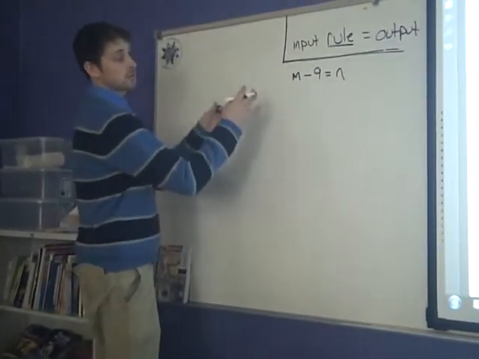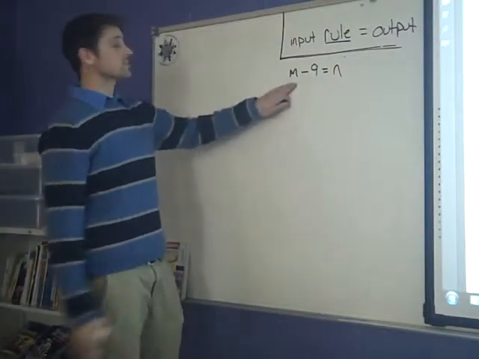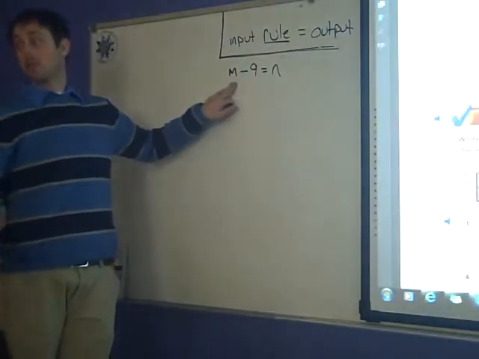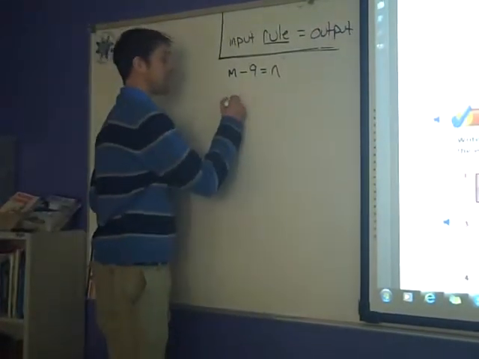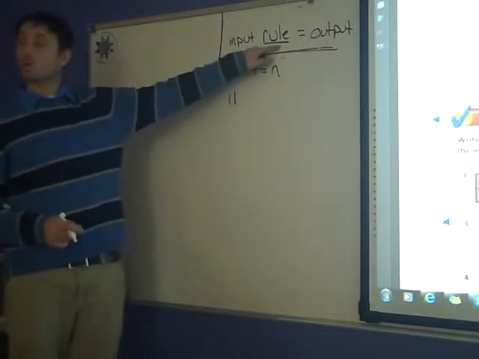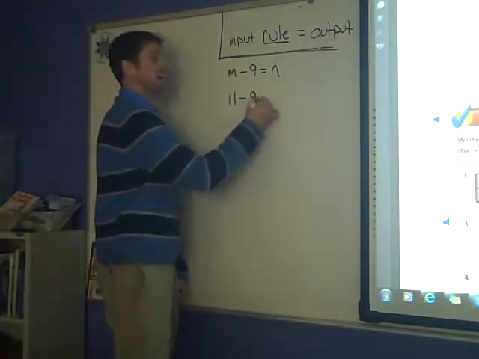You can draw your column. You can draw your table. I'm going to show you how to do these. What's the first number in the M column? Somebody? Oh, thank you, Giovanni, for participating. 11. So I write down an 11. Then I write down my rule, which is minus 9.